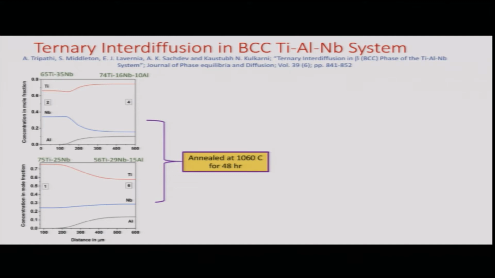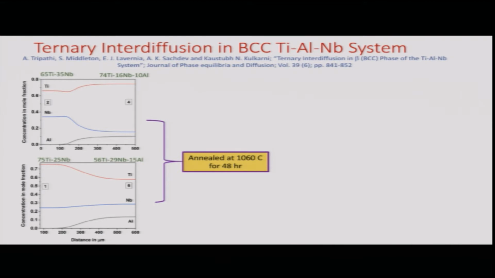The second couple between alloy 1 and alloy 6 is shown in the bottom figure, the concentration profiles. And on the left terminal alloy, we have alloy 1 with 75 titanium 25 niobium. On the right, we have alloy 6 with 56 titanium 29 niobium 15 aluminum. In couple 1, we can see the interesting features. There is a minimum on titanium profile, there is a maximum on niobium profile. Correspondingly, there are also zero flux planes for titanium and niobium. I have not shown the diffusion flux profiles here.